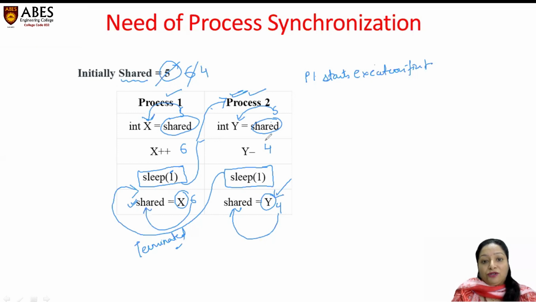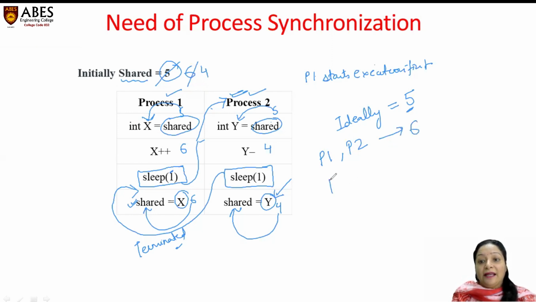Now, you should develop an understanding from this scenario of what the value of the shared variable should ideally be after the completion of both processes, P1 and P2. Ideally, the value should be 5, because one process is incrementing the value by 1 and the other is decrementing the value by 1. So the value should be 5 only. But here, if we execute process P1 and then P2, the final value is 6. Whereas if we execute process P2 first and P1 later, the value will be 4. But both values are wrong.